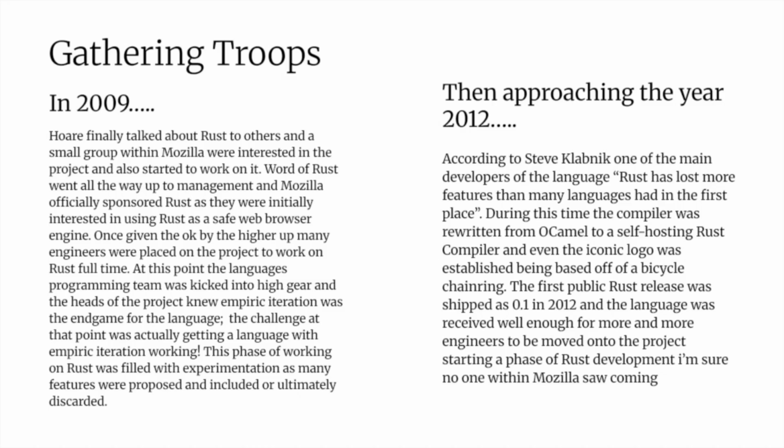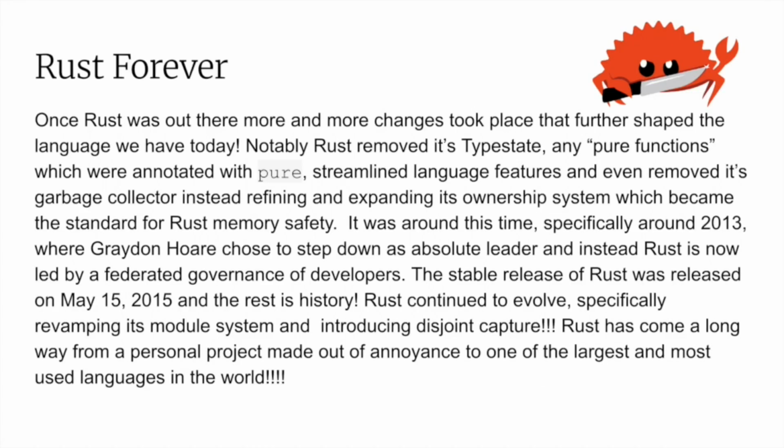Then, approaching the year 2012, once we got closer to the release, a bunch of development was super experimental with new things being put in and put out. It was crazy. The first public Rust release came out in 2012, and the language was well received enough to continue getting support from Mozilla. And no one really expected what would come with Rust.